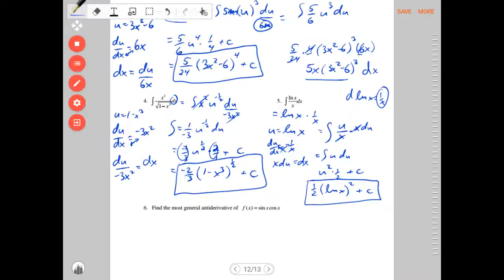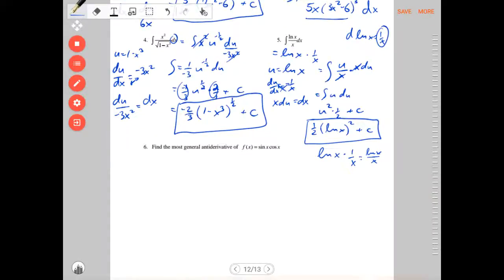Let's just make sure that works. So the 2 comes down, so if we take the derivative of this, 2 times 1/2 is just 1. So then you get ln x, and then you have to chain rule the ln x to get 1 over x. So this is ln x over x, which is exactly what we were supposed to get, so we are right. Yay!